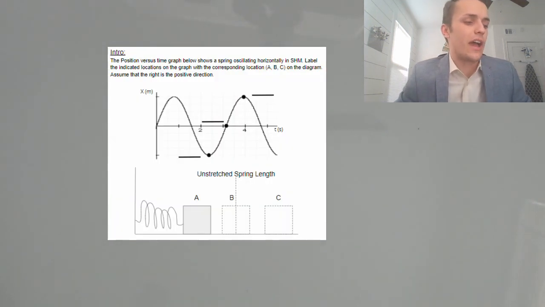The intro problem says, the position versus time graph below shows a spring oscillating horizontally in SHM. Label the indicated locations on the graph with the corresponding location A, B, C on the diagram. And then it says assume that the right is the positive direction, like we usually do.